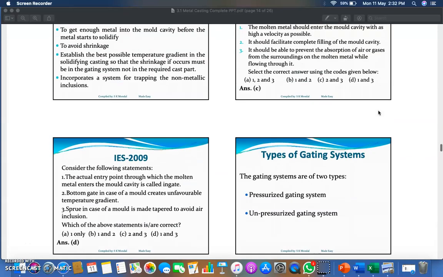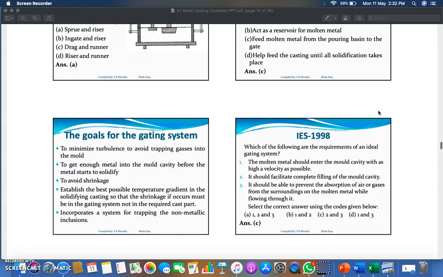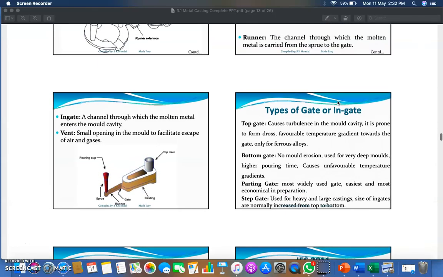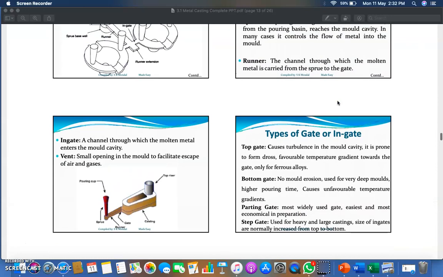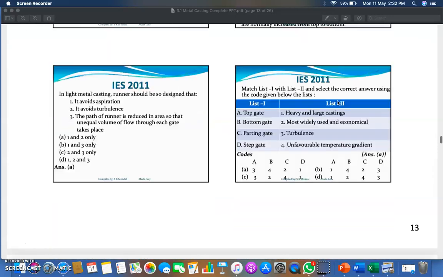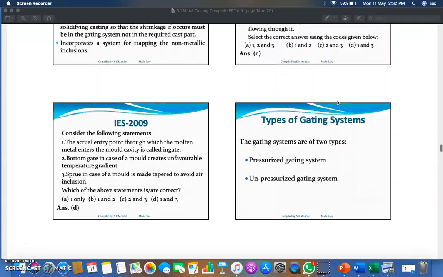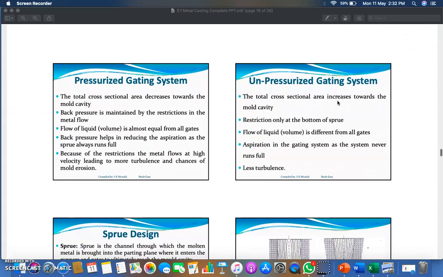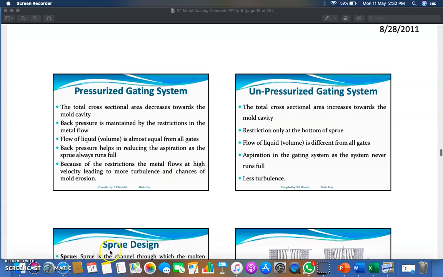So we have studied the two types of gating system, the goals of the gating system, and the components required for the gating system, including the types of gates. I am stopping here. In the next session we will see how we can design the sprue and runner. We will go into those calculations in detail. I will start the next session with the sprue design, then proceed with the design of the runner, and how it helps us select the shape of the sprue, as we discussed under the types of gating design.